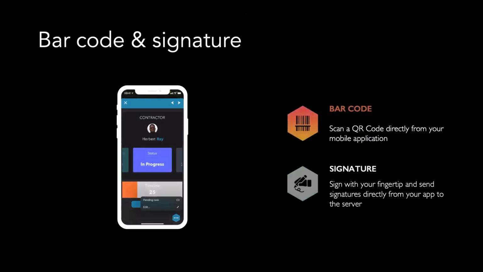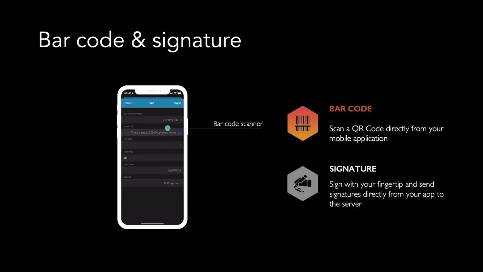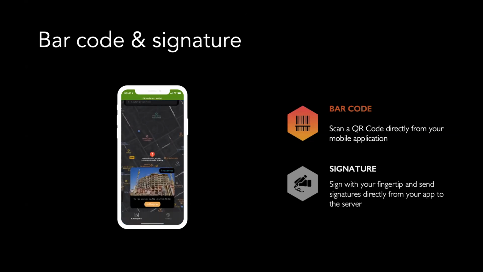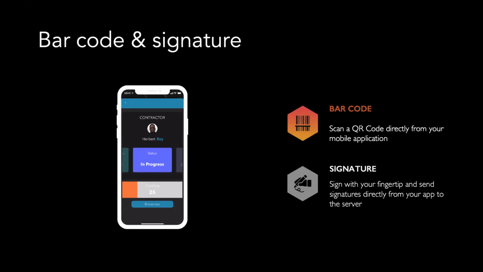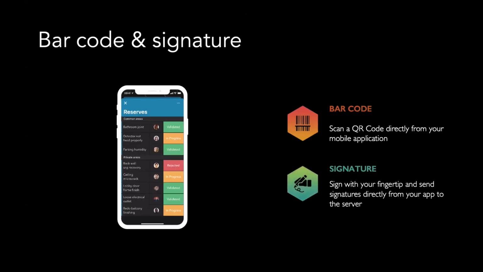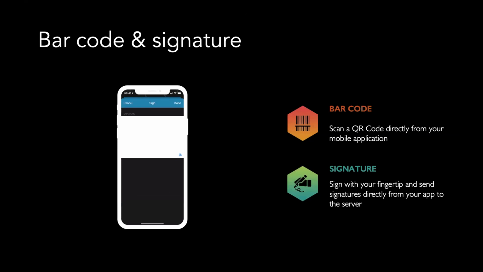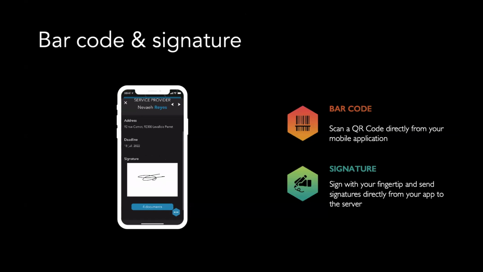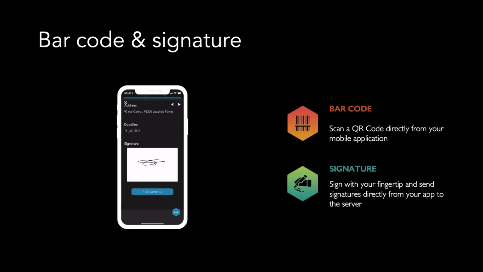Barcode scanning is also available for an enhanced search, which makes it possible to have apps adapted to field situations such as warehouse inventory needs. And signature is an excellent solution to get your customer signature after package delivery, for example. So with this new format, the signature format, you can sign with your fingertip and send signatures directly from your app to the server.